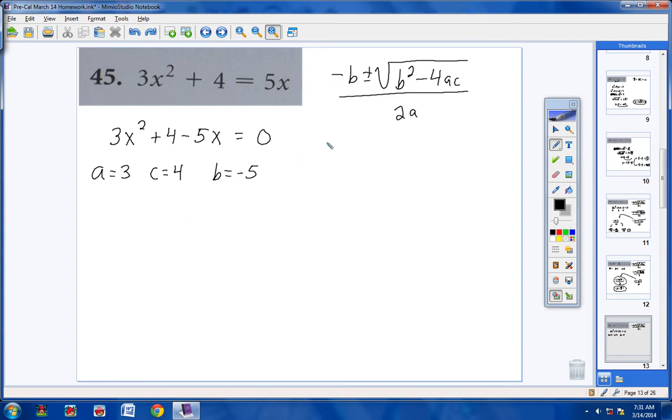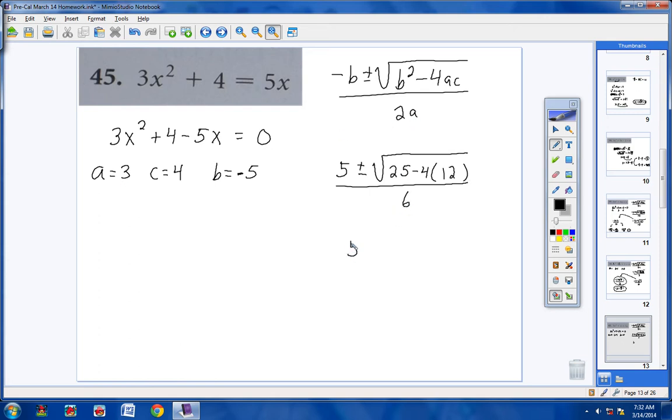Okay, now let's come over here. Notice I have a negative B. B is negative 5. So if you put a negative 5 in and there's already a negative sign here, you end up with a positive 5. And then under the radical, we're going to square B. So you can square negative 5 in your head. You would get 25. Then bring down your negative 4, and you should be able to do AC in your head. 3 times 4, which would give you 12. All right, and then 2a, a is 3, 2 times 3 is 6.